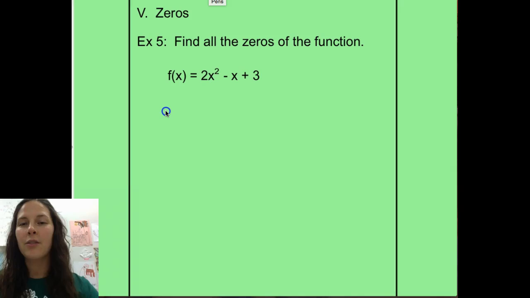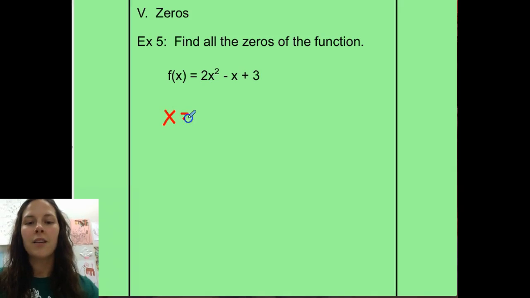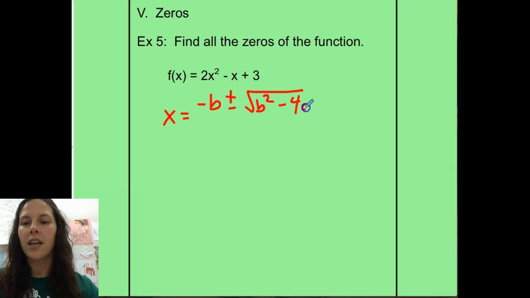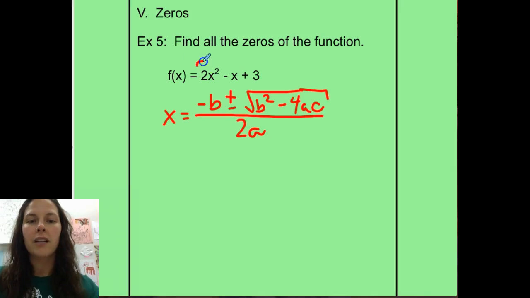Since that is not the most fun way to solve a quadratic, we will use the quadratic formula instead. x equals opposite of b plus or minus the square root, b squared minus 4ac all over 2a. Remember, a is the coefficient of x squared, b is the coefficient of x, and c is our constant.